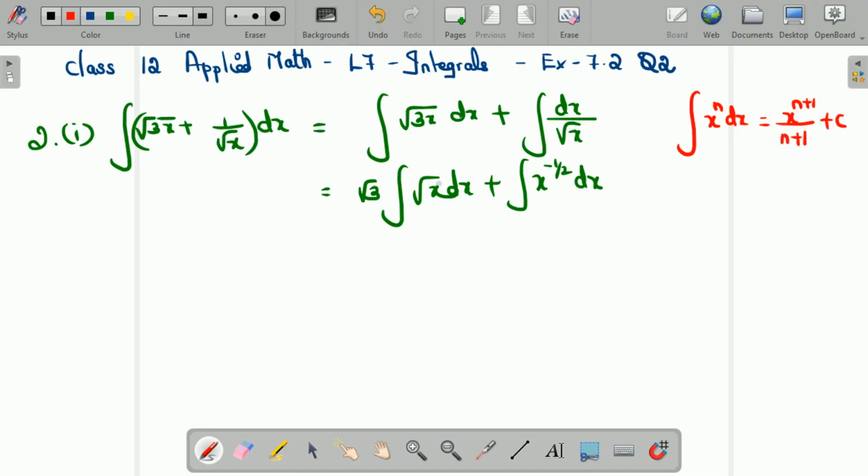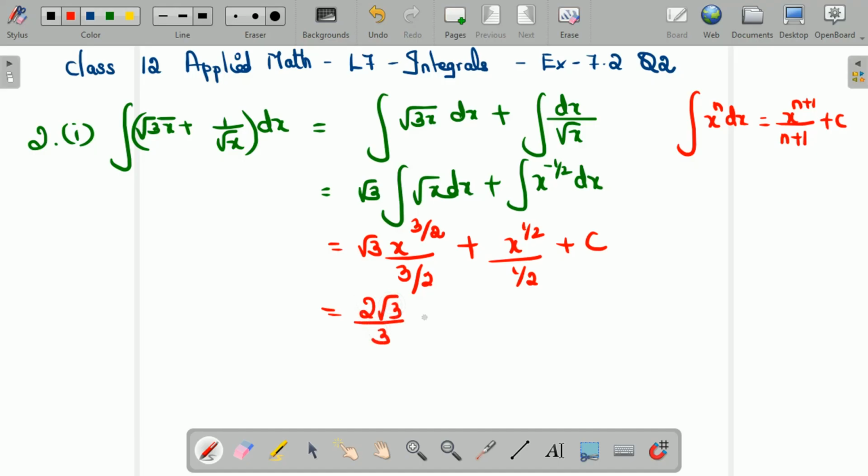So here this is x to the power half. So let's integrate root 3 into x to the power half plus 1 is 3 by 2. So this is 3 by 2 divided by 3 by 2 plus, now minus half plus 1 is plus half. So this is x to the power half divided by half plus c. So I'm going to just rearrange this. I'm taking the 2 upstairs. So this is 2 root 3 divided by 3 x to the power 3 by 2 plus 2 into x to the power half. I'm simply writing as root x plus c.